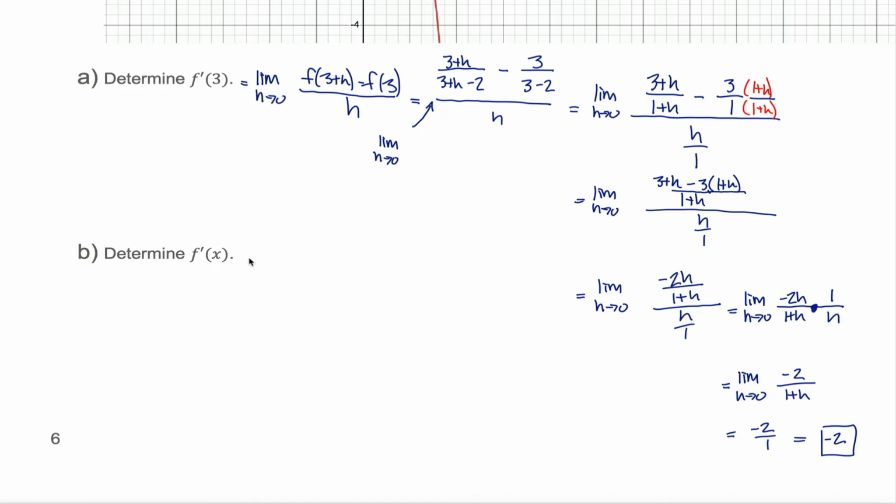To figure out f prime of x, I want to evaluate a limit. The limit as h approaches 0 of f of x plus h minus f of x, divided by h. A lot like what you see right here, except instead of 3 in these two spots, I've got an x in these two spots.